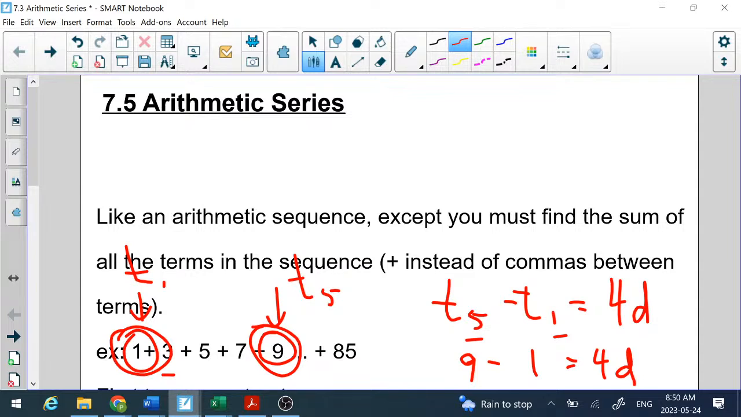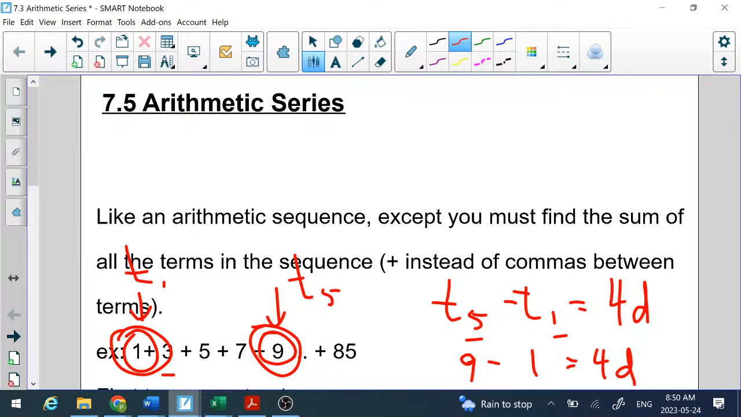Well, 9 minus 1 is 8. And the next step would be divide both sides by 4, which gives you d is equal to 2. So you don't have to use consecutive terms as long as you understand that you're looking at 4 times, or whatever times, the common difference. You can do the same thing with the common ratio, but you're not adding, so there'd be a little modification to that.